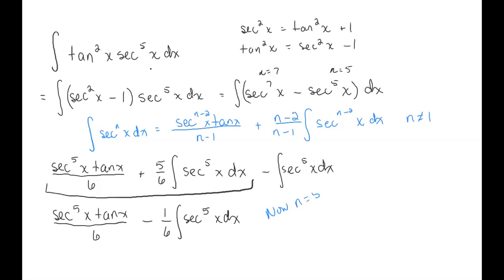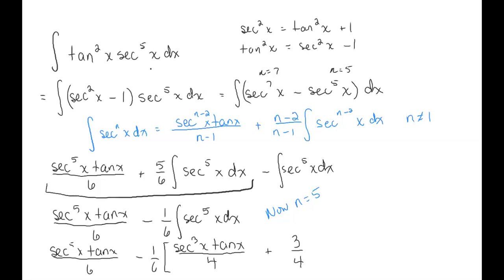So now n equals 5, and we're going to repeat the formula. So secant to the 5th times tangent all over 6 minus 1/6 times a bunch of stuff. N minus 2 is 3. N minus 1 is 4. N minus 2 is 3. So 3/4 integral secant cubed x.